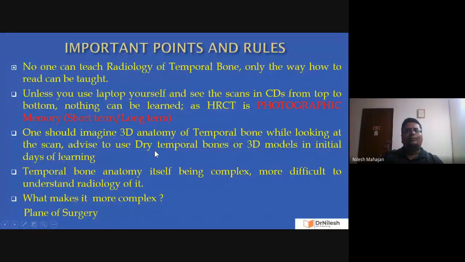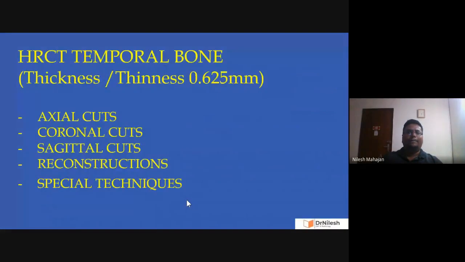Why does HRCT temporal bone look so difficult? The first thing is that anatomy is difficult. The second is that radiology is difficult. And the third is that the plane of surgery does not correlate with the scan we are looking at. We look at scans in axial cuts or sometimes coronal cuts, but we operate in the sagittal plane. That's why it's very difficult to understand.